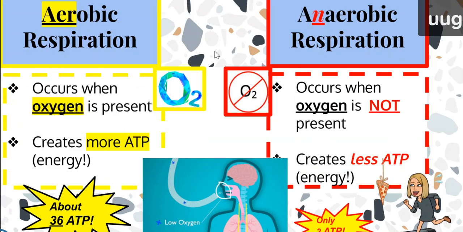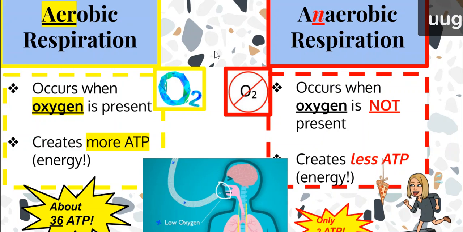So there are two types of respiration. There's aerobic and there's anaerobic. Aerobic sounds like air because it is when oxygen is present. Aerobic makes more energy. Think about if you're running. Which one is going to keep you going longer? When you're able to breathe or if you're holding your breath? You're going to have more energy in the presence of oxygen.